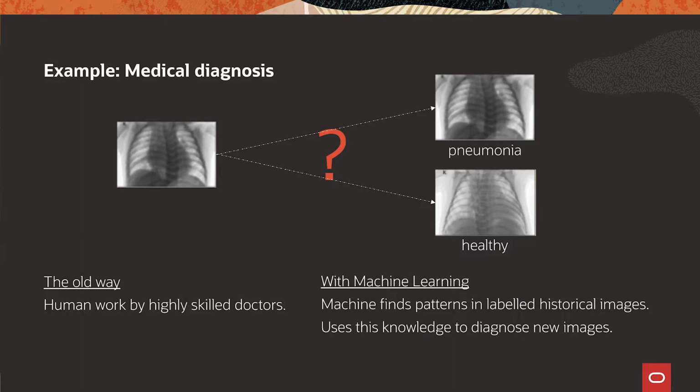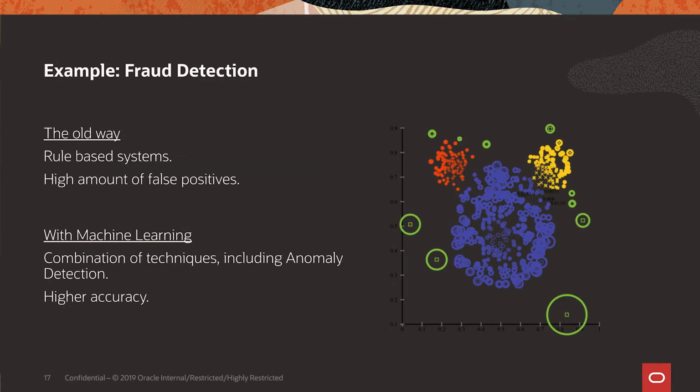Let's take one more example. Machine learning can also be used for fraud detection. And fraud detection can be anything from credit card fraud and attempts to hide money laundering to insurance and social benefits fraud. And again, here you could do something similar. If you know of some transactions that are definitely fraudulent, then machine learning can find the patterns in the data.